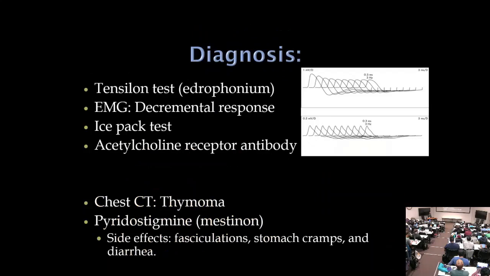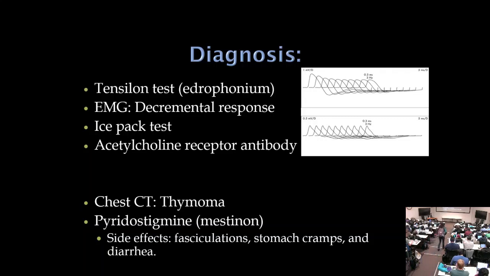In the EMG lab, if we repetitively stimulate a nerve, you get this decremental response. So if you ever see anything like that, it's myasthenia, definitely. Normally nothing should happen. The waveform should stay the same. And then we've got a great blood test. You can measure the antibody that forms against the nicotinic receptors.